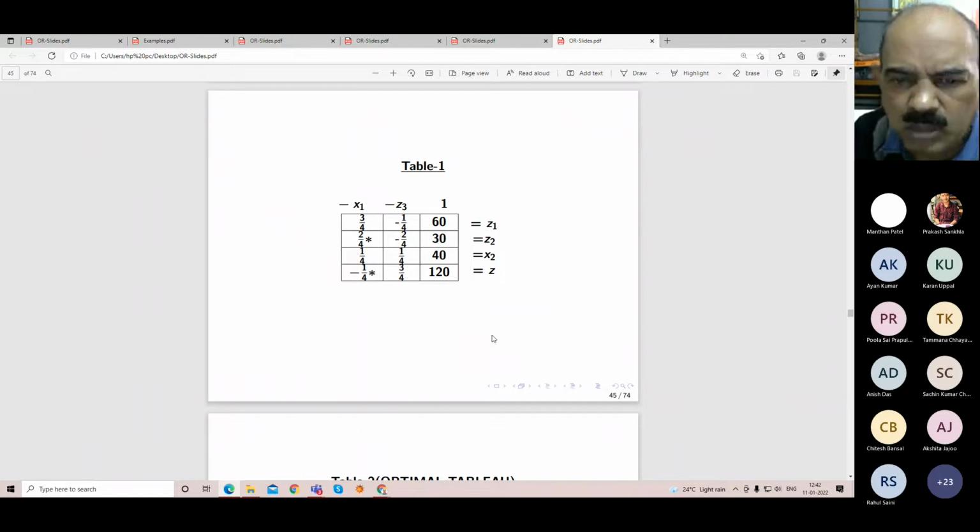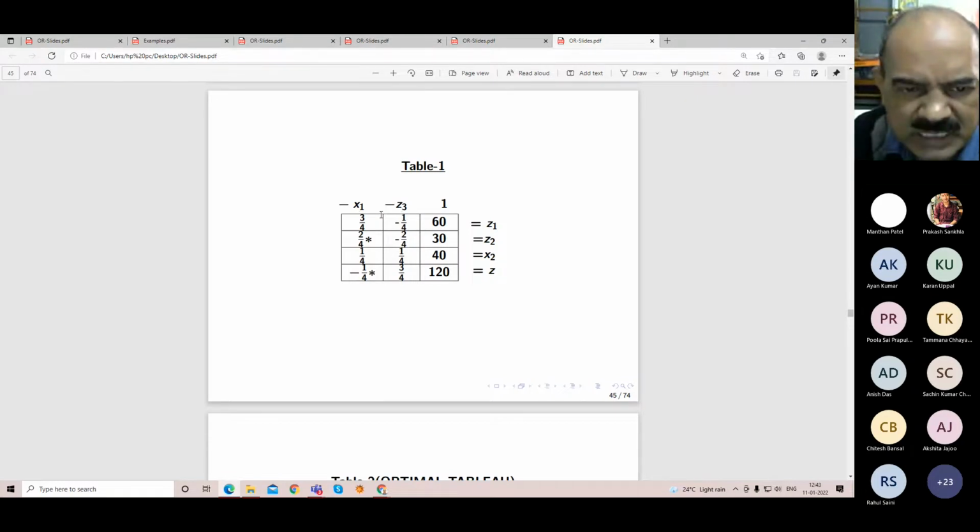Now we have put some labels: basic variables and non-basic variables. Presently, the basic variables are Z1, Z2, X2. Basic variables are Z1, Z2, X2. Non-basic variables are X1 and Z3.